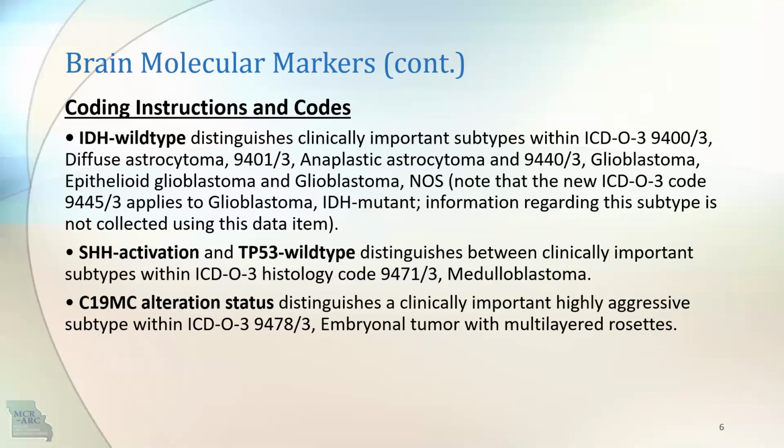SHH activation and TP53 wild type distinguishes between clinically important subtypes within ICD-O-3 histology code 9471/3, medulloblastoma. C19MC alteration status distinguishes a clinically important, highly aggressive subtype within ICD-O-3 9478/3, embryonal tumor with multilayered rosettes.